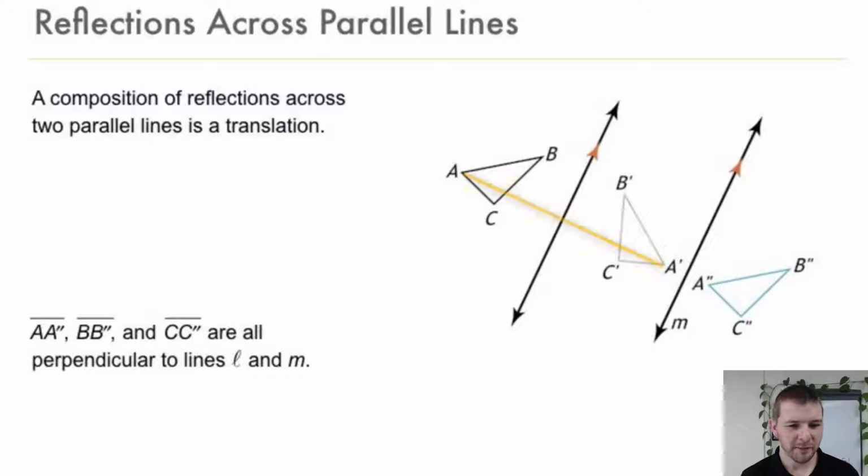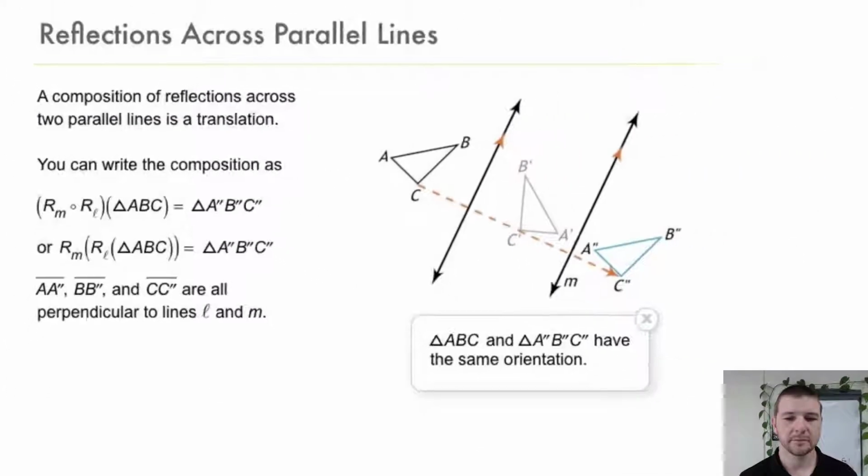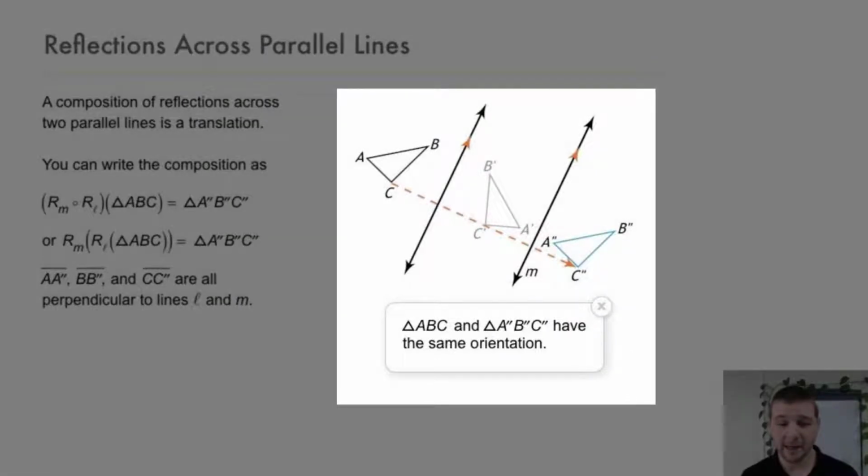Segment AA prime, segment BB prime, and segment CC prime are all perpendicular to lines L and M. Take note in the diagram, triangle ABC and triangle A double prime, B double prime, C double prime have the same orientation.